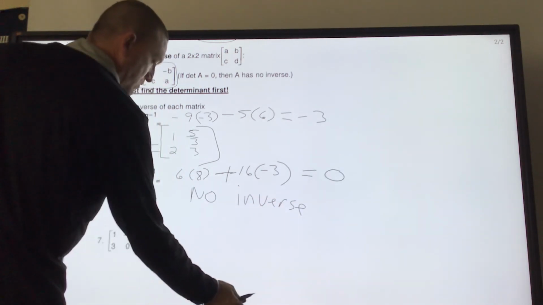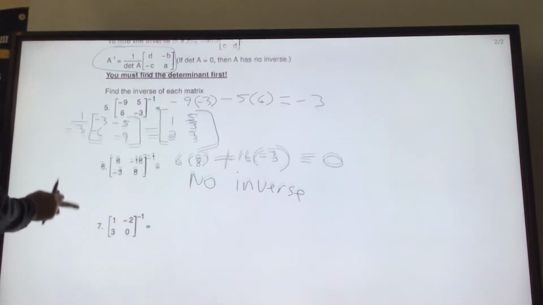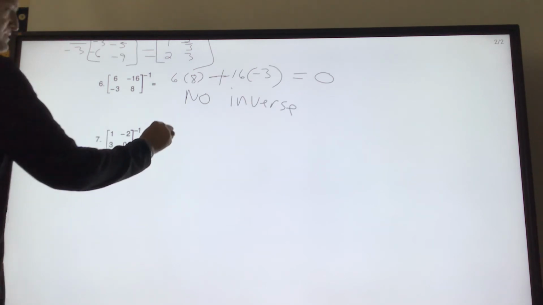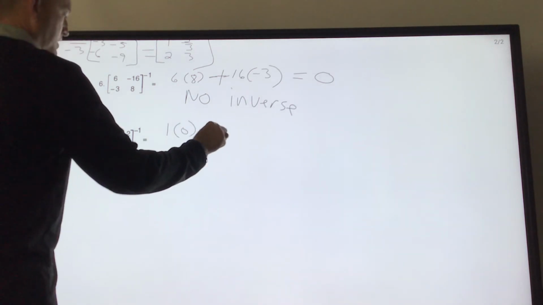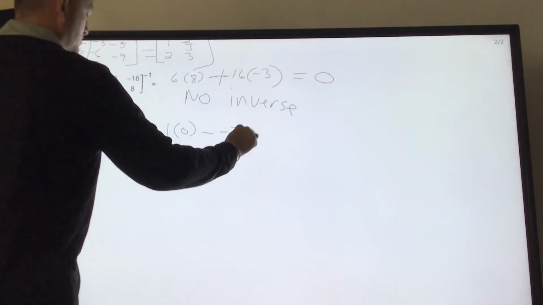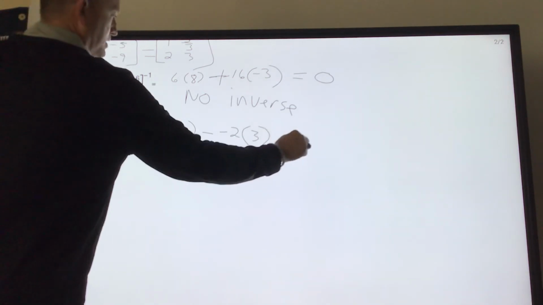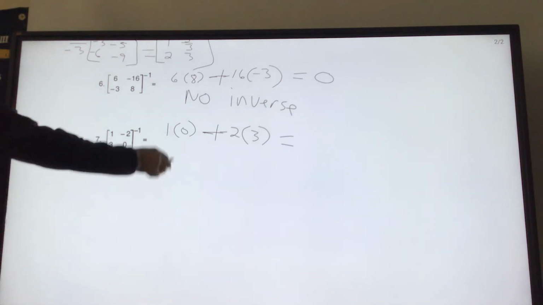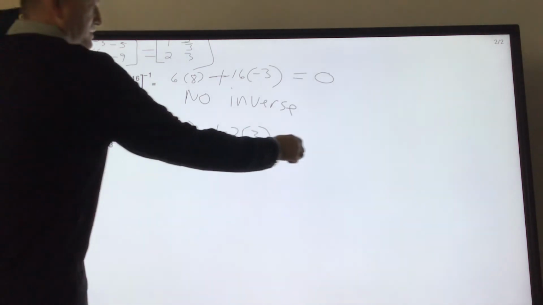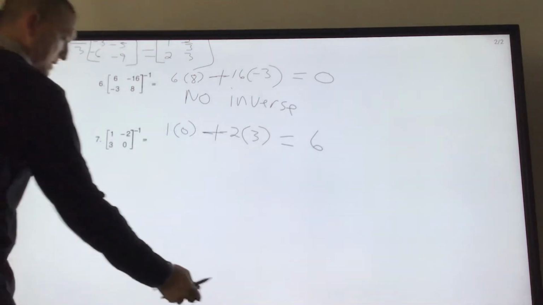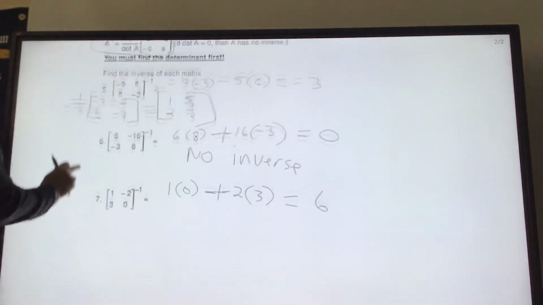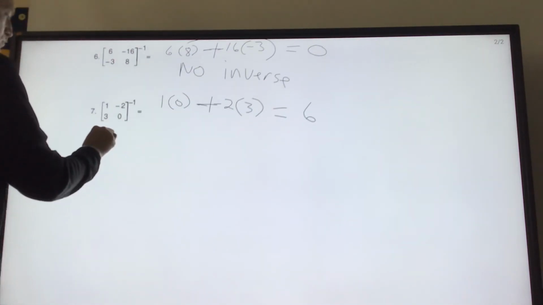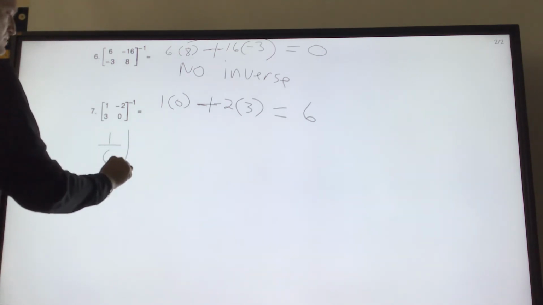And our final one, finding the determinant. 1 times 0 minus negative 2 times 3 equals, minus a minus makes a plus. So we have 1 times 0 is 0, 2 times 3 is 6. Putting it back into the formula. Same formula. Okay, we have 1 over 6.